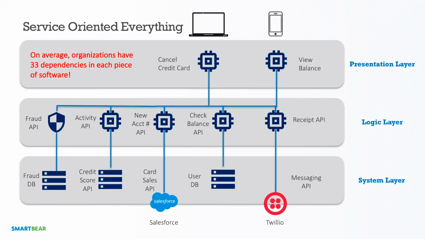On average, organizations have something like 33 dependencies on each piece of software. So that's just a lot of smaller APIs and components making up that UI, and kind of giving you that challenge that we'll talk about. And then also, what if these APIs are third party? What if we don't own them? That also presents itself with its own unique set of challenges.